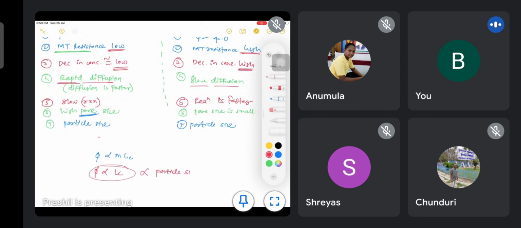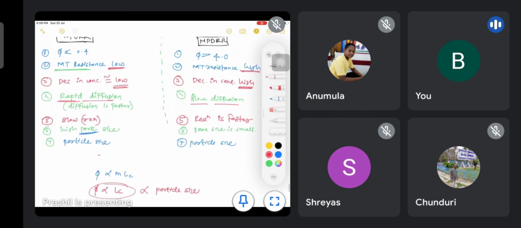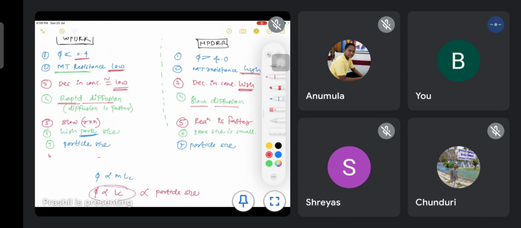Are you getting this? So here you can see Thiele modulus is low, that means you are having particle size small. Okay, so particle size at this point is small or low, just understand this. And in case of high pore diffusion resistance, Lc is high, so you'll be having high particle size. So don't confuse between pore size and particle size.